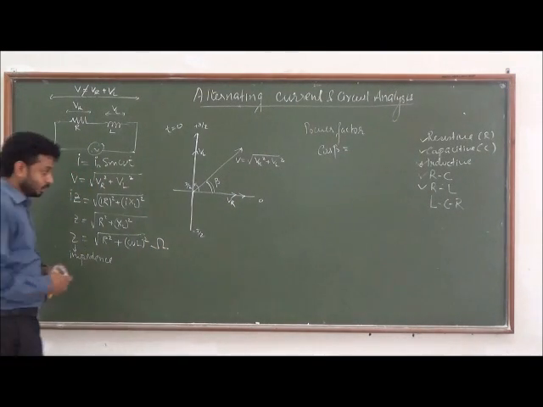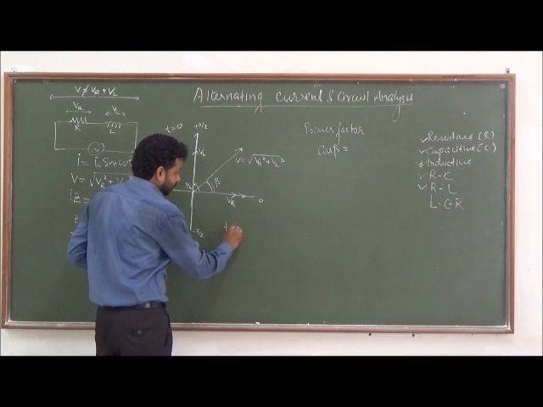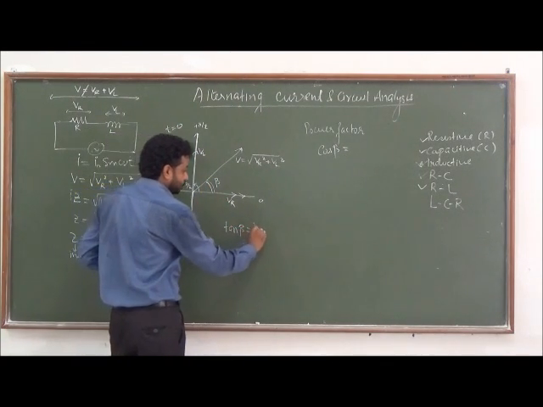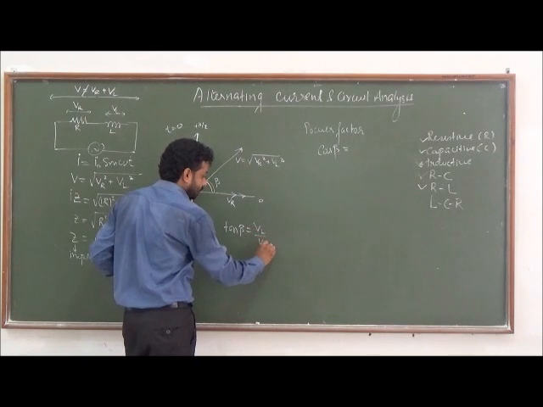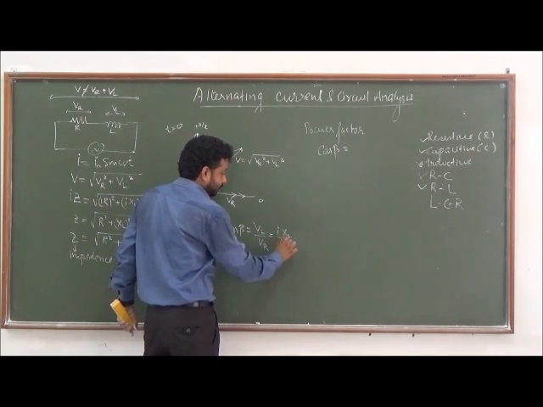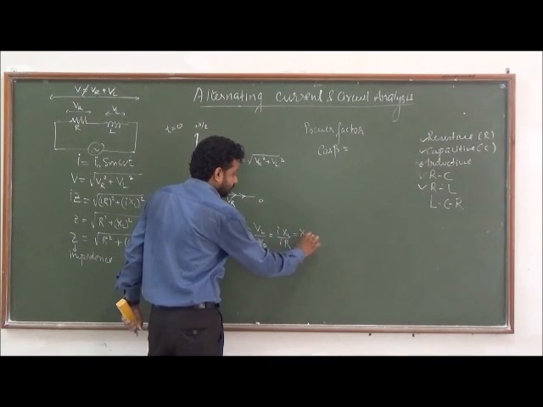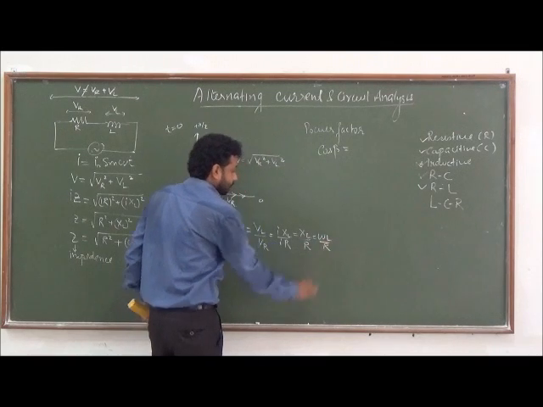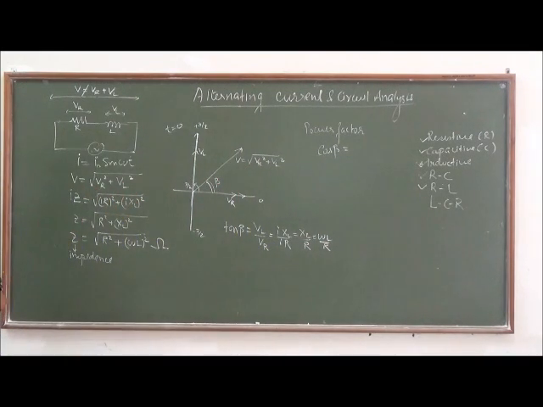How to find tan beta? So tan beta from the circuit can be given as the perpendicular part over the base part. So VL divided by VR, which can be written as I times XL divided by I times R, which is equal to XL by R, which is equal to omega L divided by R. That's how we can find beta.